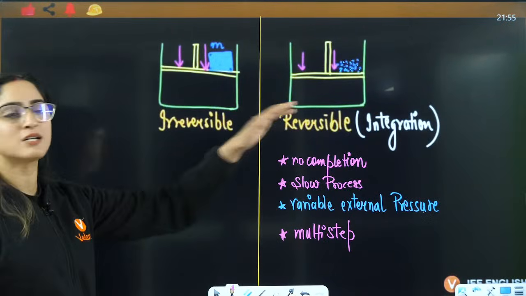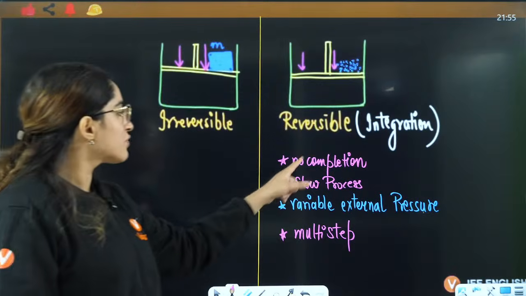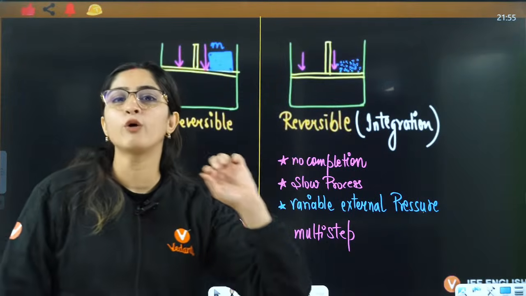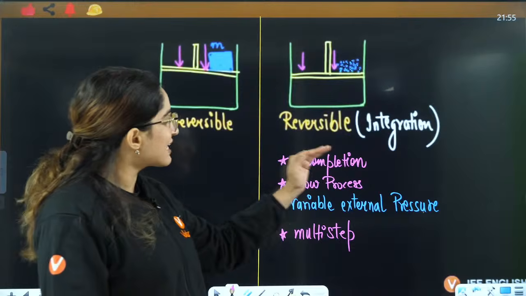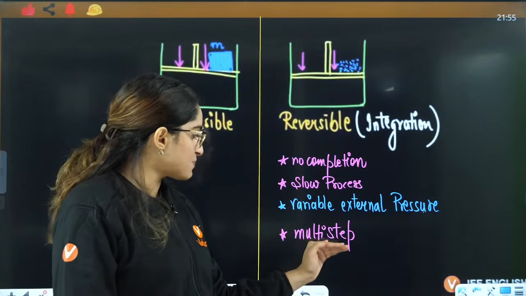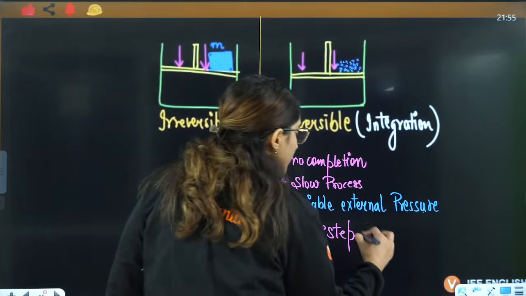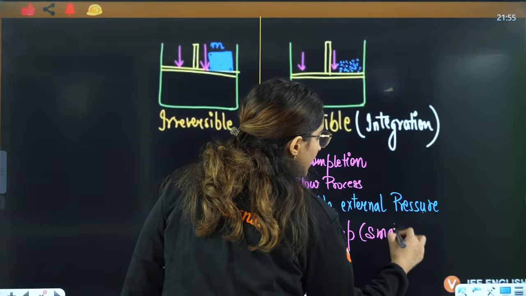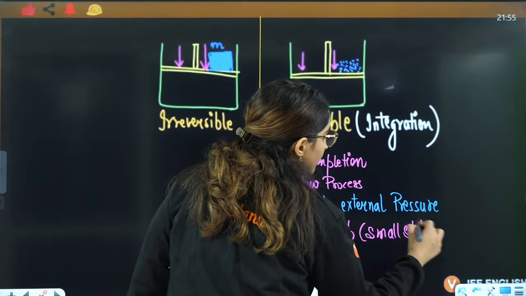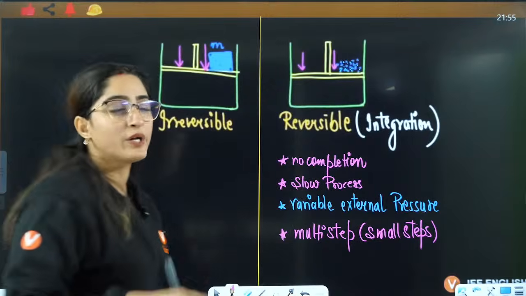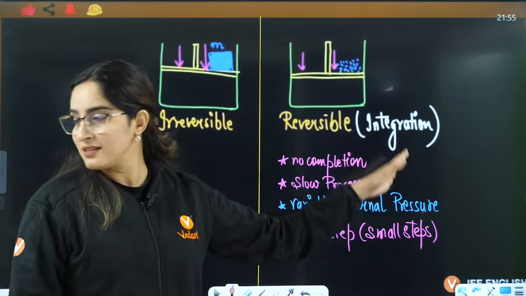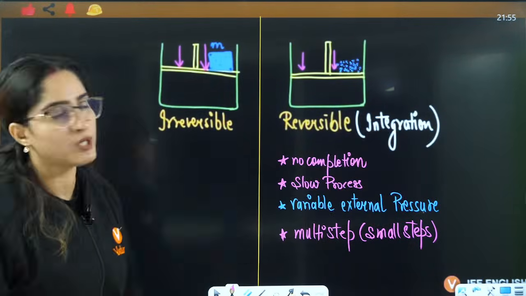They have written any of this, that means they are talking about reversible. And because it is taking place in small steps, right? You can write it here, small steps. That is the reason whenever things are taking place in small steps, we do integration. And in this case, you will use the integration formula, right?